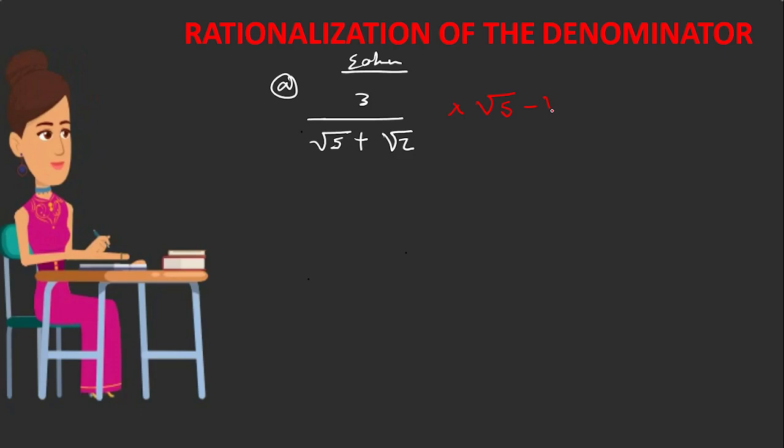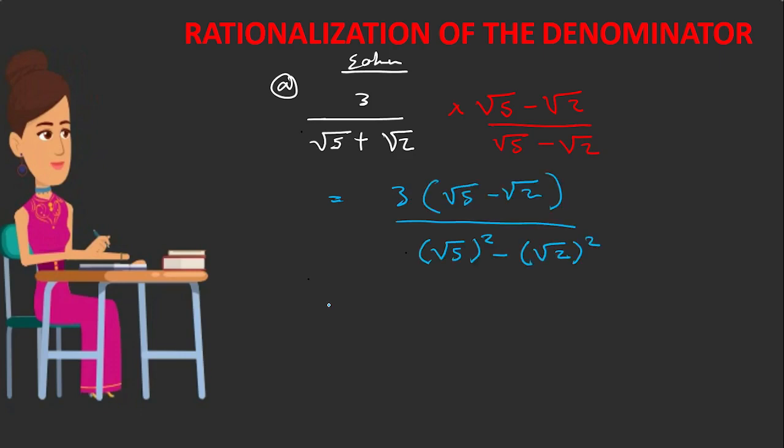So after you do that, you can easily work out the question, whereby you can say this is the same as 3 open bracket square root 5 minus square root 2 close bracket over, this is the difference of two squares. Remember, this is the difference of two squares. So it's going to be open square root 5 squared minus square root 2 squared. Okay. And then this is equal to 3 times square root 5.